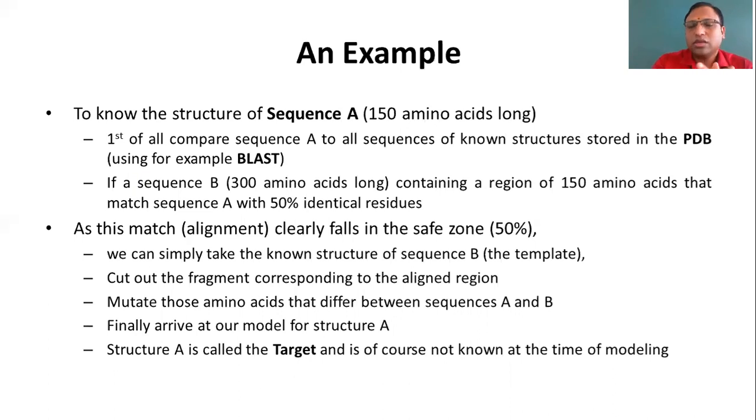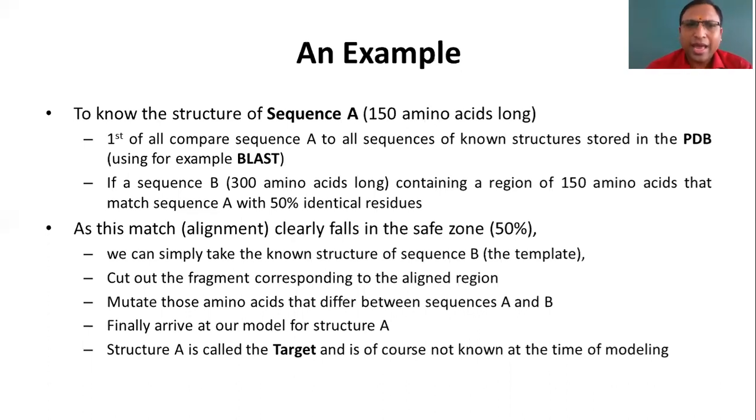After doing this, if the sequence B, that is the 300 amino acid long sequence, is containing a region of 150 amino acids which are similar to our sequence A with 50% identical residues. So we have said that more than 30% has to be there. Now there is a sequence B, which is 300 amino acids. In that, these 150 amino acids are also falling and they are having a similarity of nearly 50% identical residues.